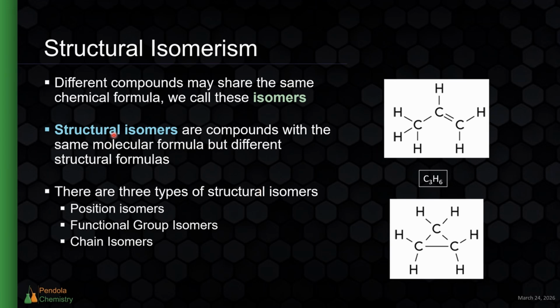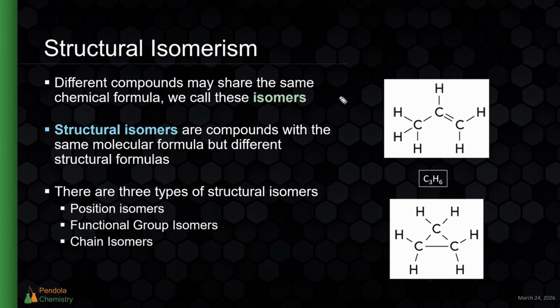Now, there are a lot of different types of isomers. The first type of isomer we're going to talk about, and we're going to focus on in this section, is the umbrella term structural isomers. So what are structural isomers? Structural isomers are compounds with the same molecular formula, which just makes them isomers, but different structural formulas. So the structural formula, if we draw it out, would be different. These two, for example, are structural isomers, because if we wrote their structural formulas, we would have very different results.